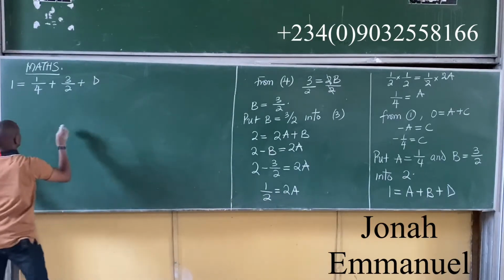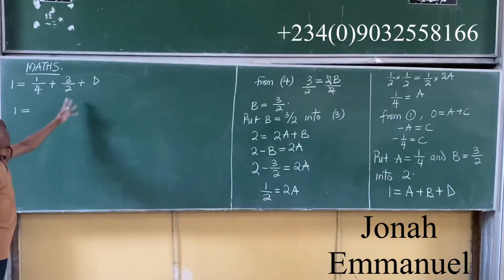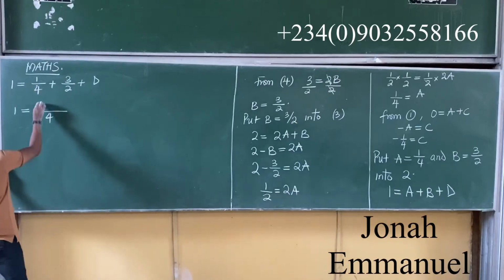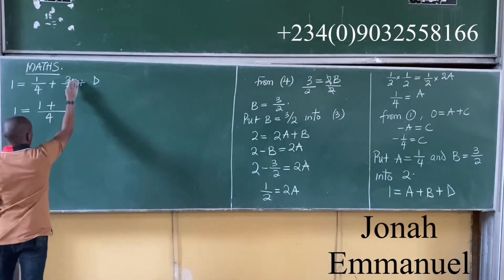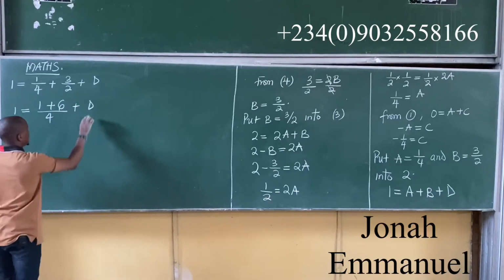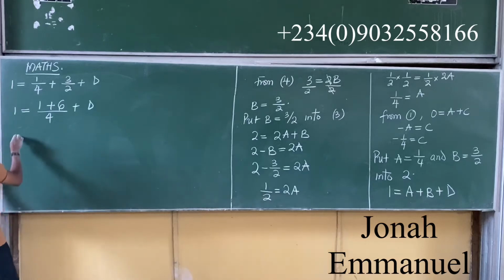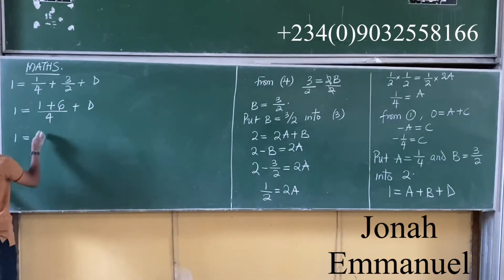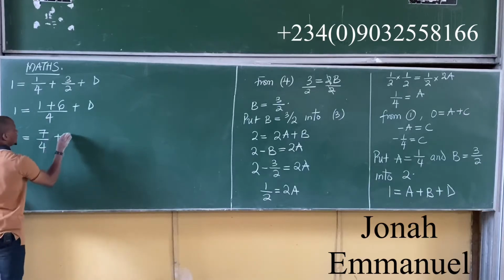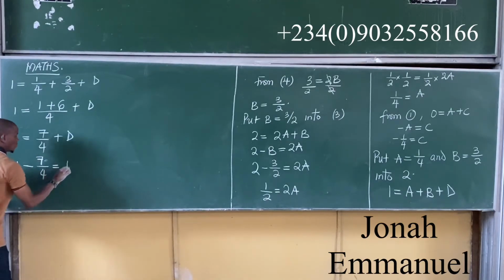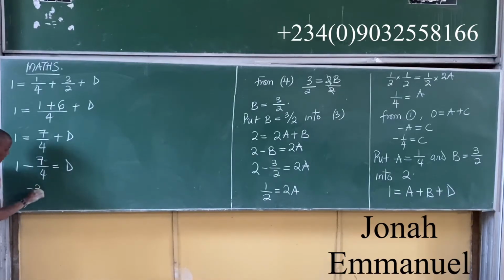I have this. So 1 is equal to, work these two out. My LCM is 4. Alright. 4 over 4 is 1 times 1. 1 plus 4 over 2 is 2 times 3. That's 6 plus d. So I work out these two fractions. This gives you 1 is equal to 7 over 4 plus d. Move this over here. 1 minus 7 over 4 is equal to d. Work this out, this gives you minus 3 over 4 equal to d.